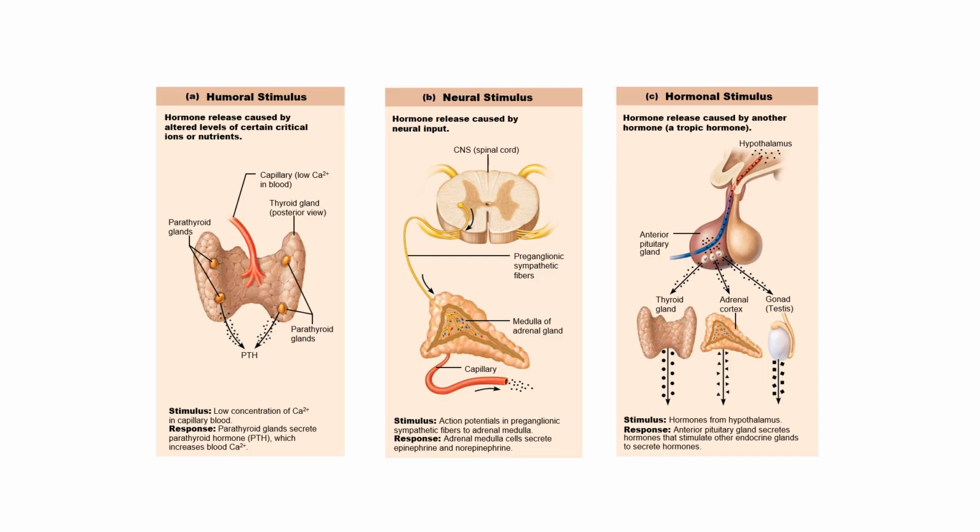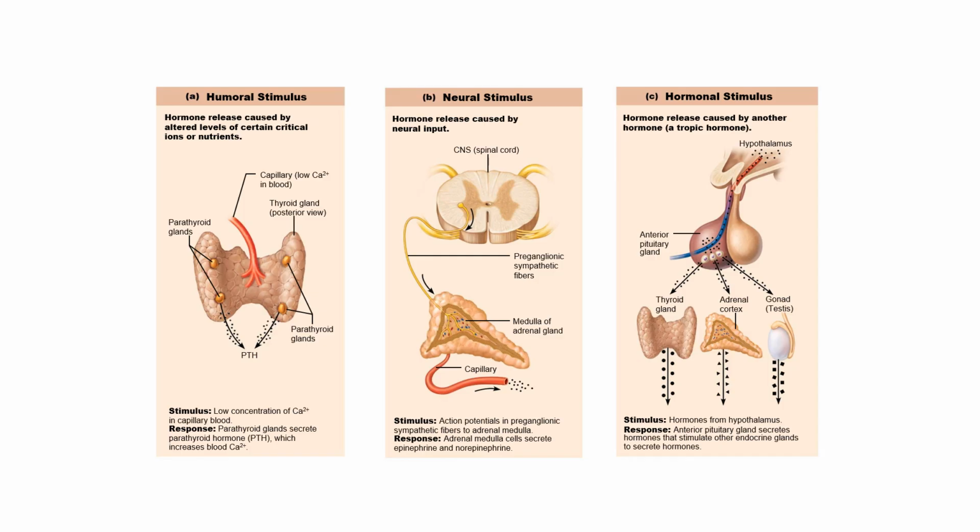And so the stimulus is the hormones from the hypothalamus. The response: the anterior pituitary is going to secrete hormones that stimulate other endocrine glands to secrete hormones. Here I want to introduce the term tropic hormone. A tropic hormone is a hormone that causes another hormone to be released by the endocrine gland. And so the main difference between tropic and non-tropic hormones is that tropic hormones regulate the activity of other endocrine glands, while non-tropic hormones act directly on target cells.